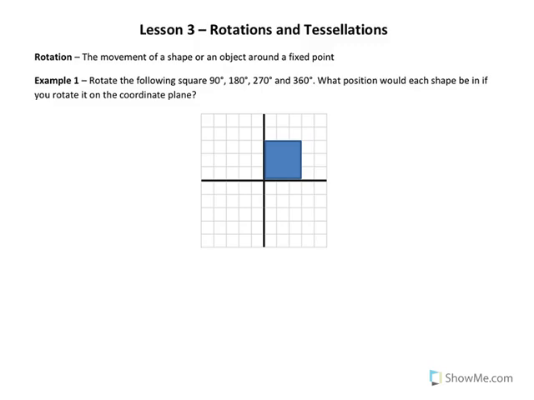Lesson 3, Rotations and Tessellations. So we're going to rotate the square 90, 180, 270, and 360. We're going to do it clockwise. Wow, that looks like the word clockwise. So we're going to just imagine this point. If I rotate it 90 degrees, it's now going to be over here.